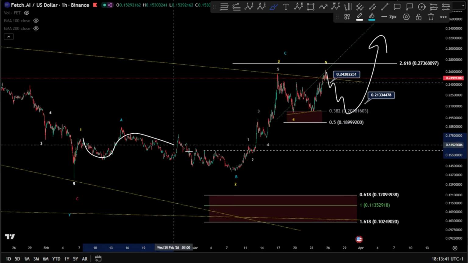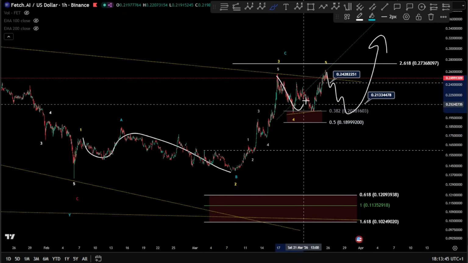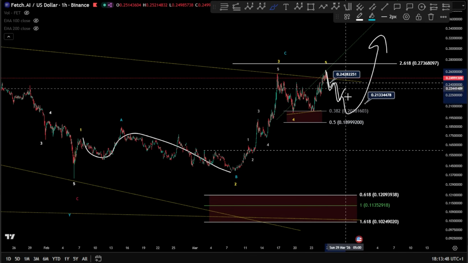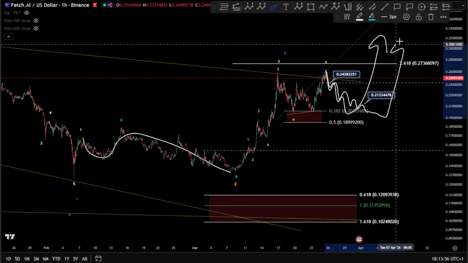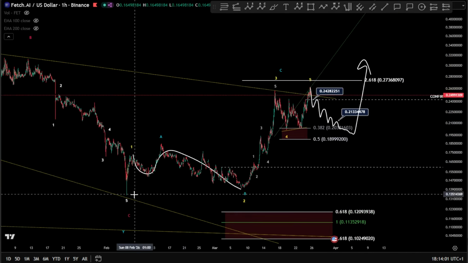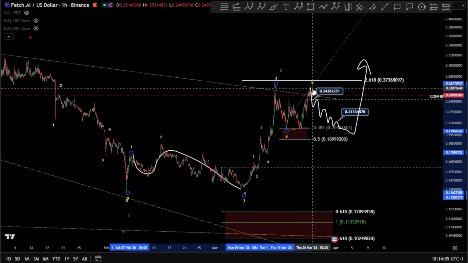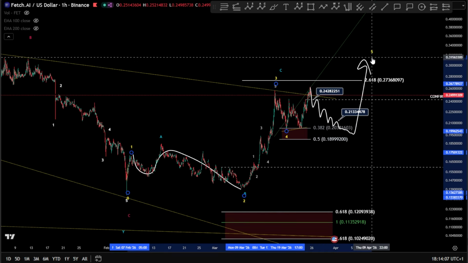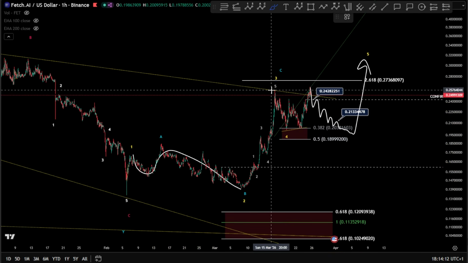Because the wave 2 is a very large, long wave 2, and we need the time, so very likely that this might move in this form, taking a lot of time to unfold and finish this wave C, and then pushing towards the upside for wave 5. So this is what I'm looking for here, 1, 2, 3, 4, and a 5. What is very interesting is that it is confirmed. Yes, it is confirmed. We are bullish, guys. It is confirmed for FET. I have no other option.